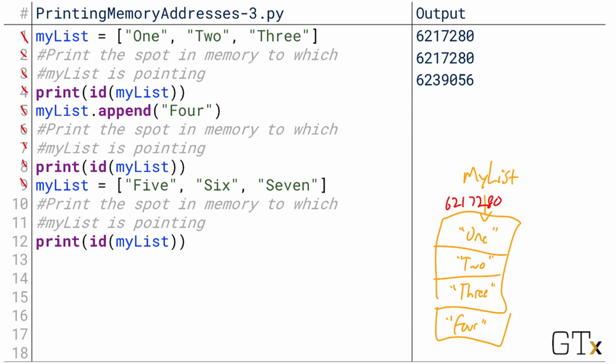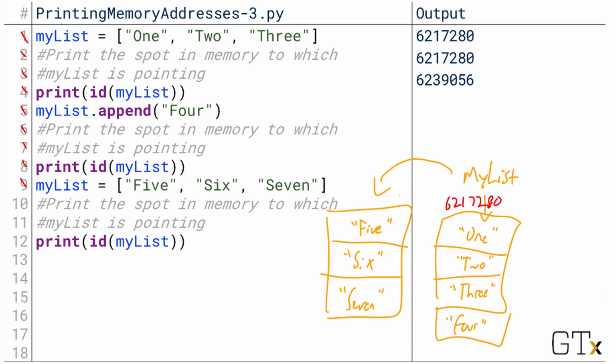On line 9, though, we set it equal to a new list. That's different from modifying it with the append method. We're actually changing its value, not just modifying its value. We're changing what data it points to instead of just modifying the data in place. So this creates a new list with those 3 values and tells myList to point over here instead. myList no longer points to the original list.